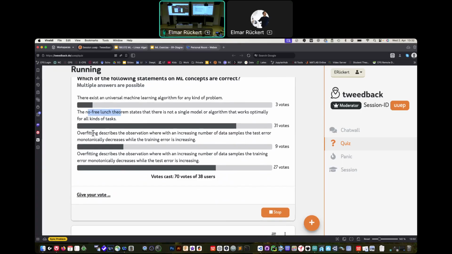Let me read that about overfitting. Here you have to be always careful how you define these questions and their answers.